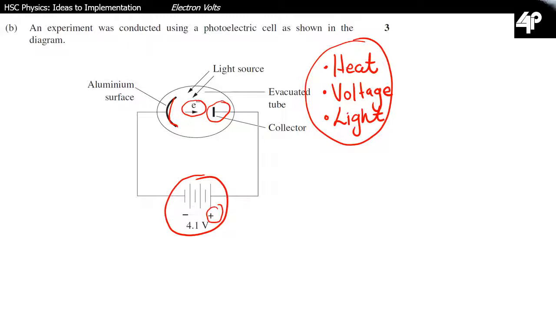Then those electrons are going to be ejected from the surface of the metal. Okay, now let's have a look at what this 4.1 volts is about. Like we said before, voltage is equal to work per unit of charge. Now, in this case, by providing the voltage, I'm giving these electrons some energy.